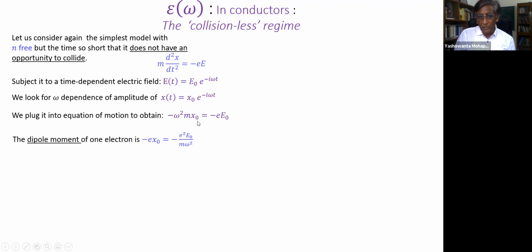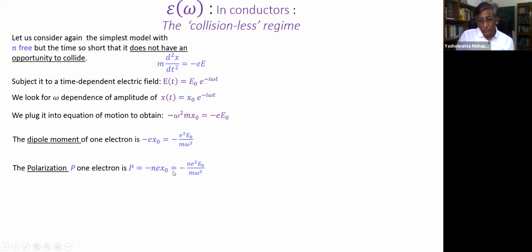And x naught I can already figure out from here: e E naught by m omega squared. The minus minus of course cancels, and this minus retains, so the dipole moment is minus e squared E naught by m omega squared. While it is oscillating with a certain amplitude, each electron acts like a dipole, because from its mean position it is going out to x naught. If I know the dipole moment, then I can calculate the polarization. The polarization of all electrons, not one electron, with n electrons per unit volume, is minus n e x naught. Minus e x naught is the dipole moment, and there are n electrons per volume.